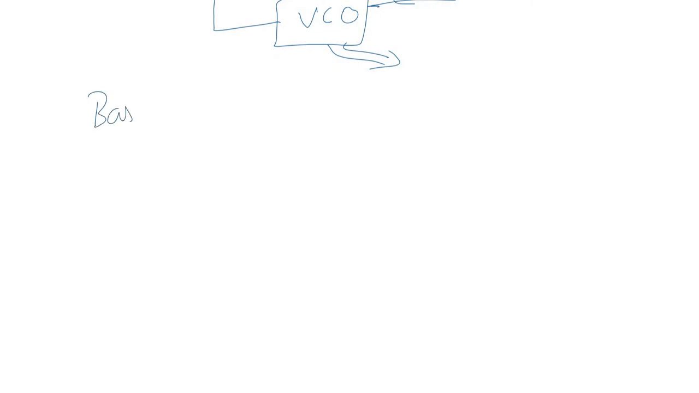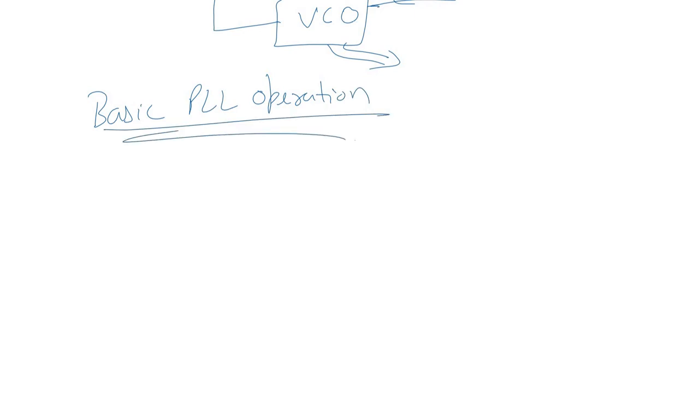So let us look at the basic PLL operation based on this block diagram. The operation of PLL is quite similar to a feedback system. You must be familiar with the feedback system. In the case of a typical feedback system, the feedback signal tends to follow the input signal. That's the scenario. Okay.